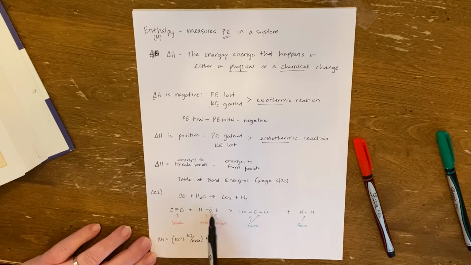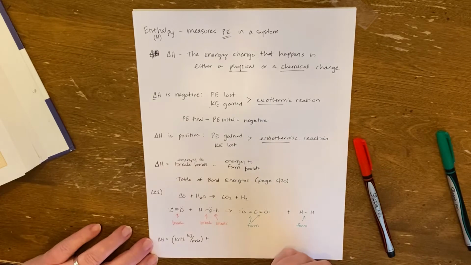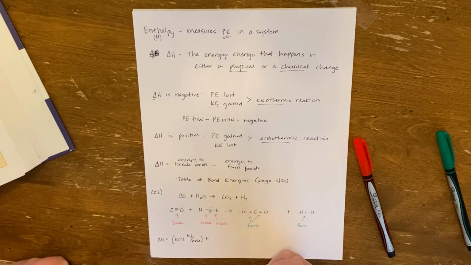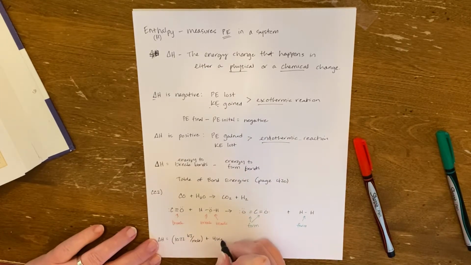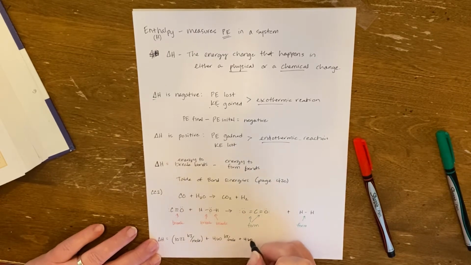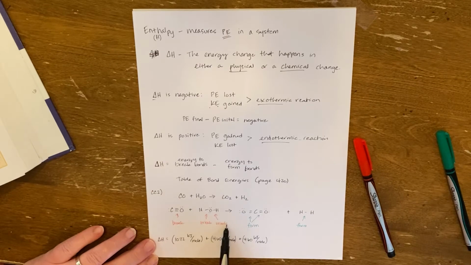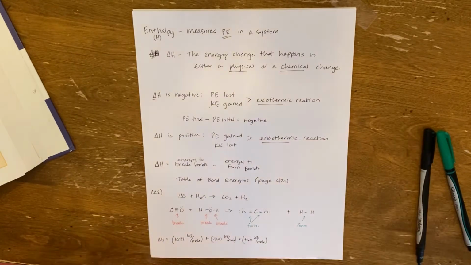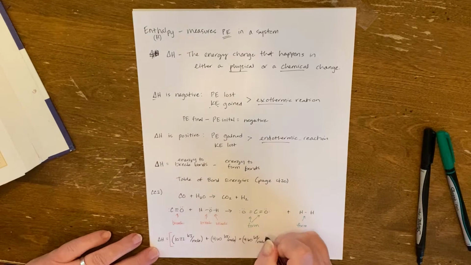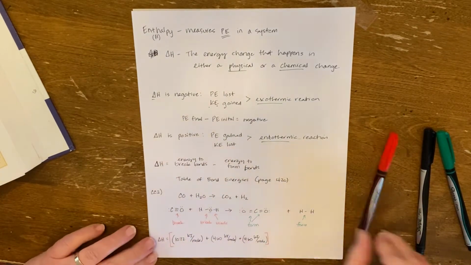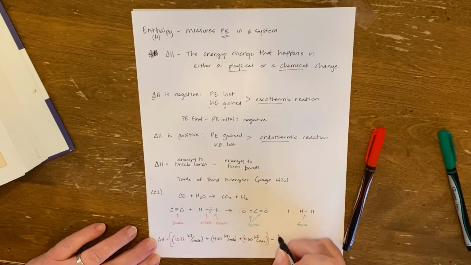Okay, then I have 2 of these single bonds between hydrogen and oxygen. So hydrogen and oxygen, if I look on my table, a single bond, those are 460 each. Okay, so I'm adding together all of these. These are the ones I'm breaking. And then I'm going to subtract the bonds that I'm forming.